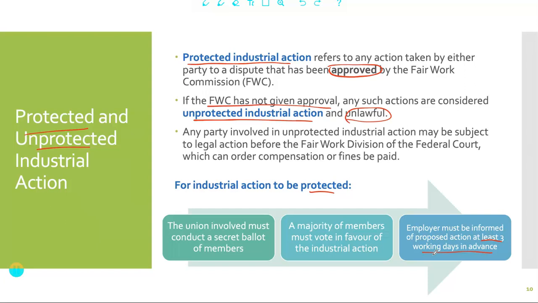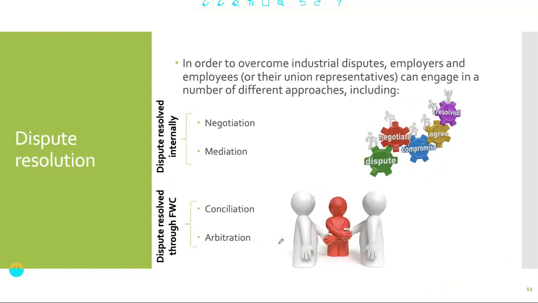Now, these industrial actions are very big decisions. So for it to be protected, a majority of members must vote in favor of it. So the majority of the employers or union members. And the union must conduct a secret ballot to get an actual gauge that a majority of the members agree to this. If these occur, then it is suddenly protected.